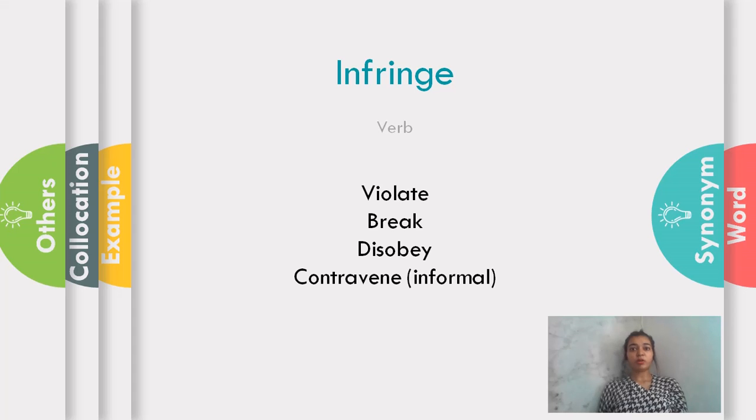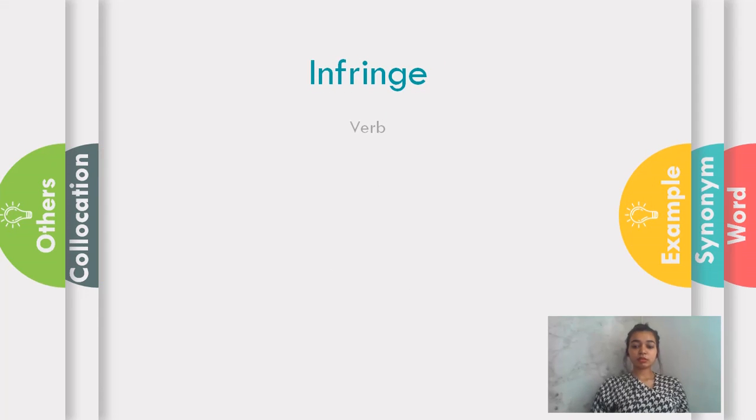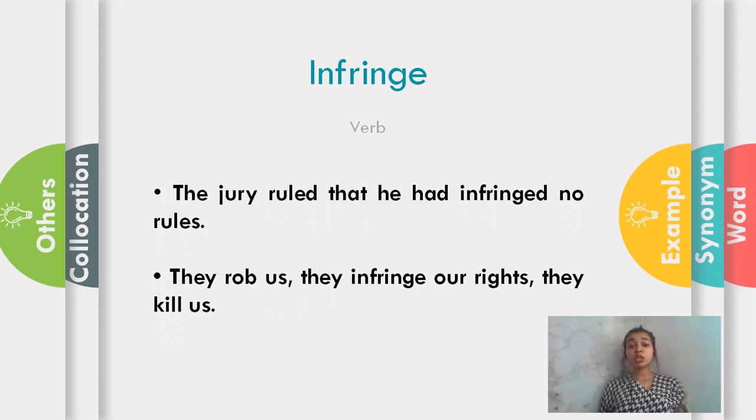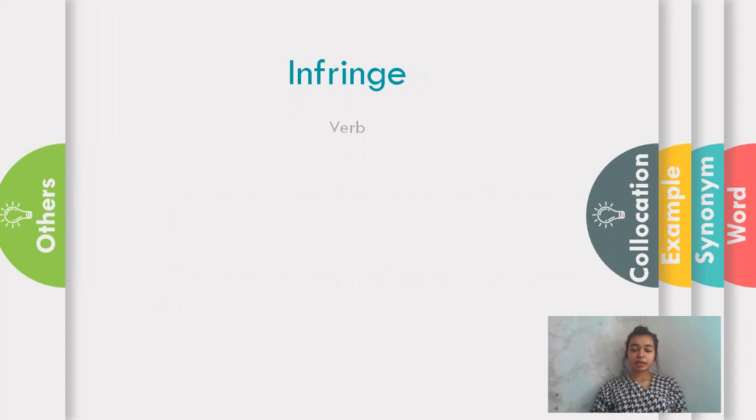It is an informal word, so we don't usually use that word in formal writing. The examples could be: the jury ruled that he had infringed no rules. They rob us, they infringe our rights, they kill us. Let's look at the collocations. Infringe laws, that means to break the laws.